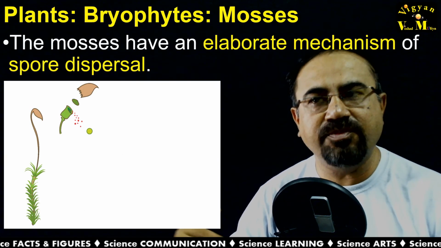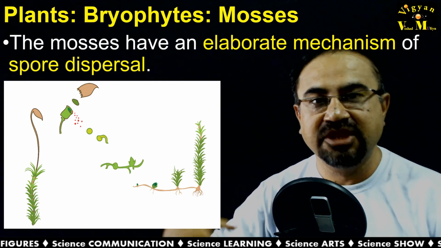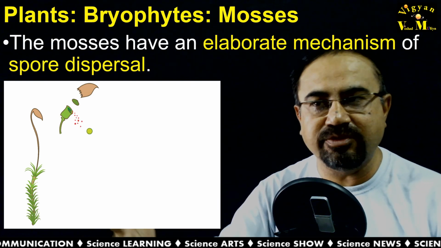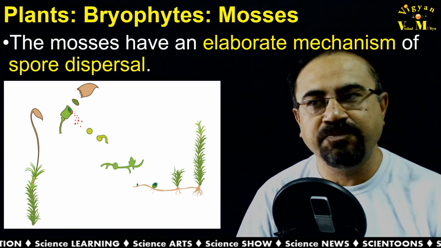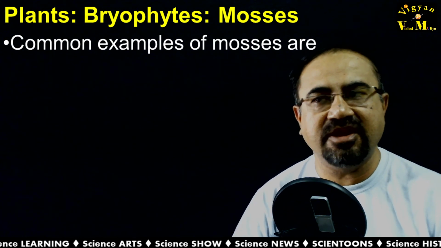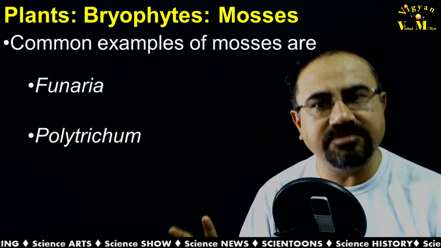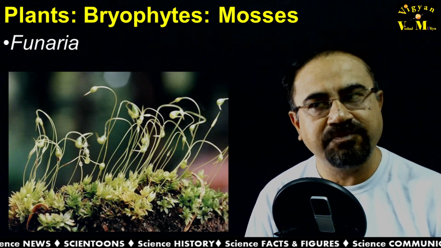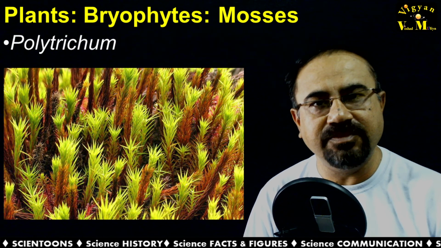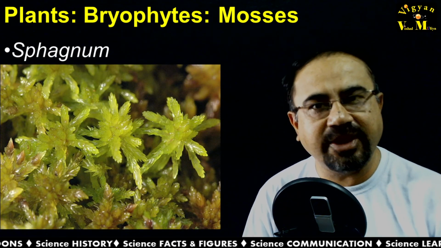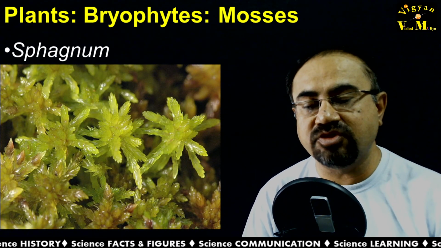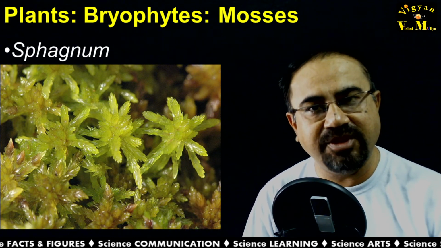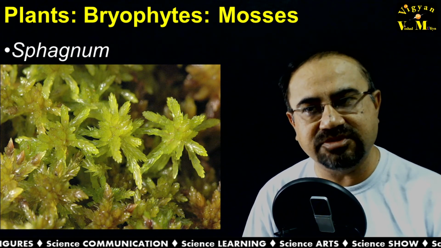Mosses have a very elaborate mechanism of spore dispersal, so they can spread very well and have a special way to disperse their spores. The common examples of mosses are Funaria, Polytrichum and Sphagnum. Here we can see the photograph of Funaria, next is Polytrichum, and here we can see Sphagnum, which is otherwise known as peat moss, as it produces peat. We have already discussed their economic uses.